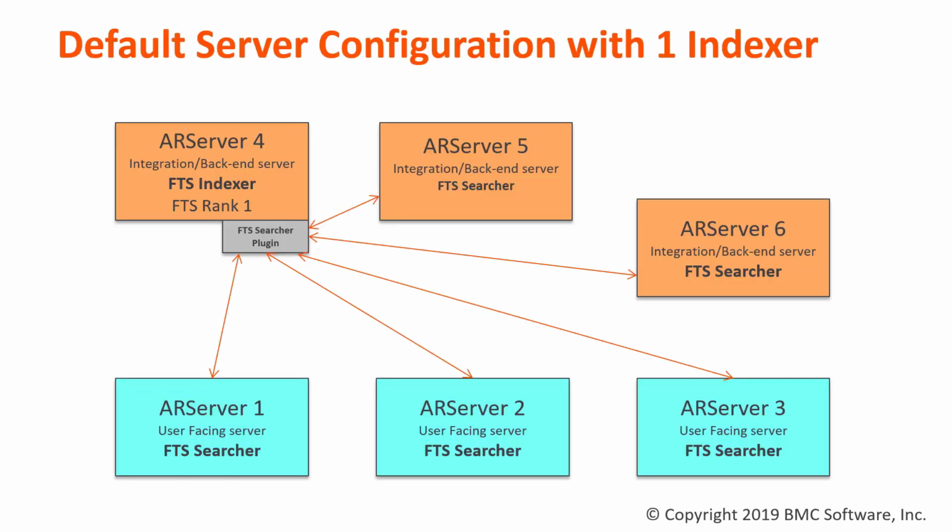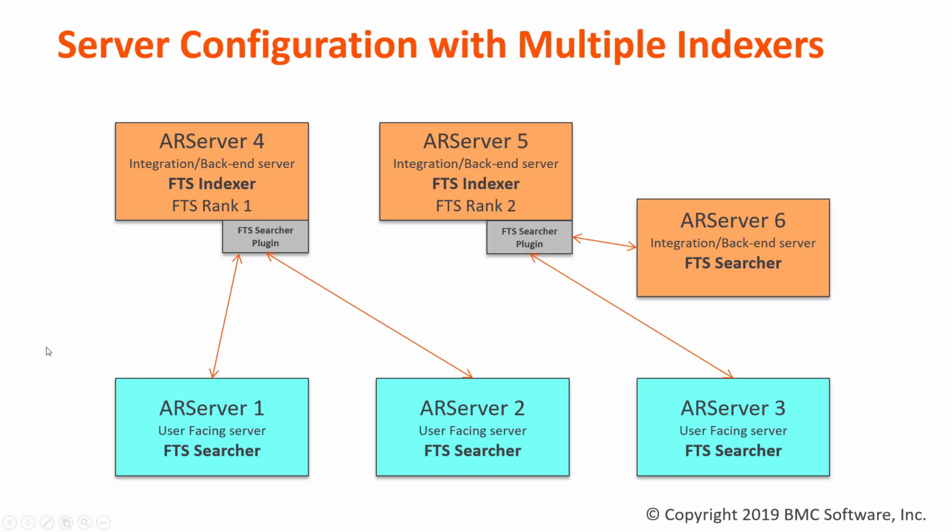Here's an example of a default environment with one FTS indexer. You'll notice there are 6 servers in the server group. 3 of them are user-facing and 3 of them are backend, but only one of the backend servers is an indexer, and therefore every FTS and MFS search from every server in the server group is going to be pointing to that one FTS searcher plugin that's on the indexer server.